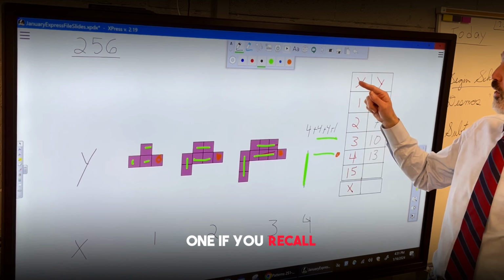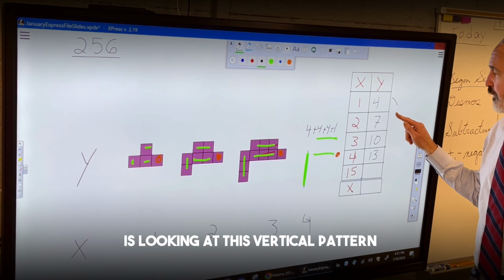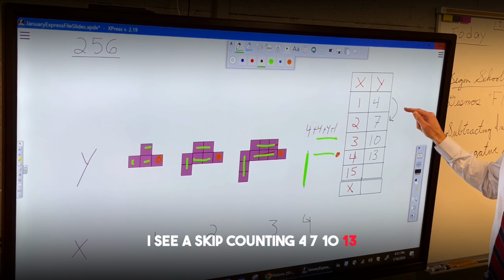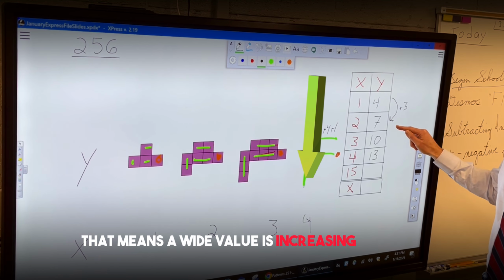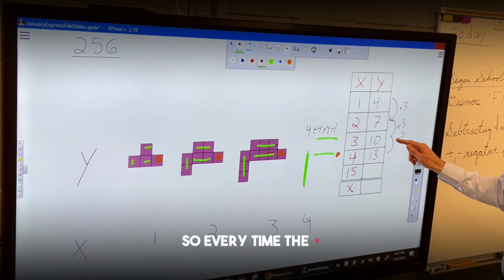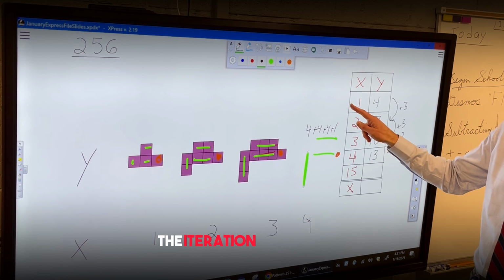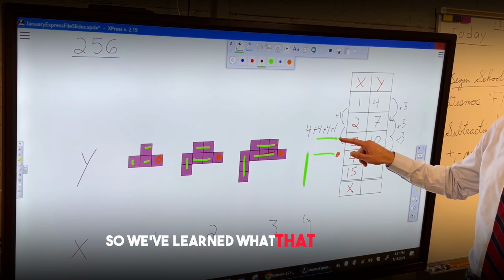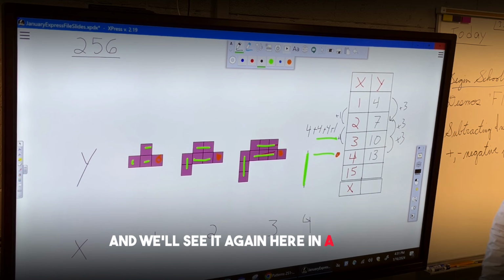One, if you recall, is looking at this vertical pattern. I see a skip counting, 4, 7, 10, 13. That means the y value is increasing by 3 every time the x, the iteration, goes up by 1. So we've learned what that represents, and we'll see it again here in a moment.